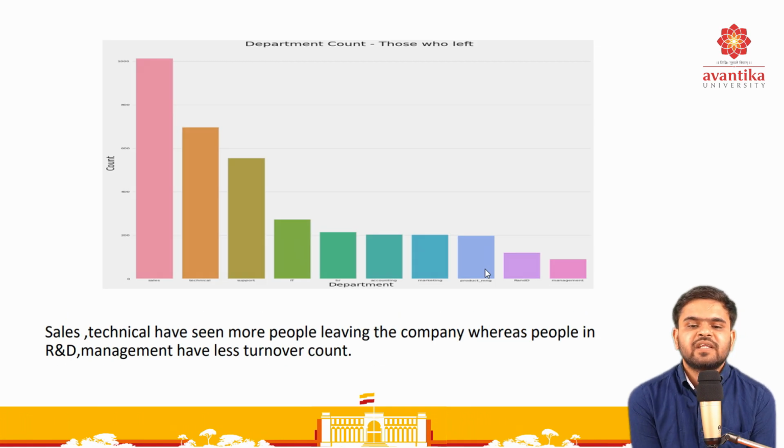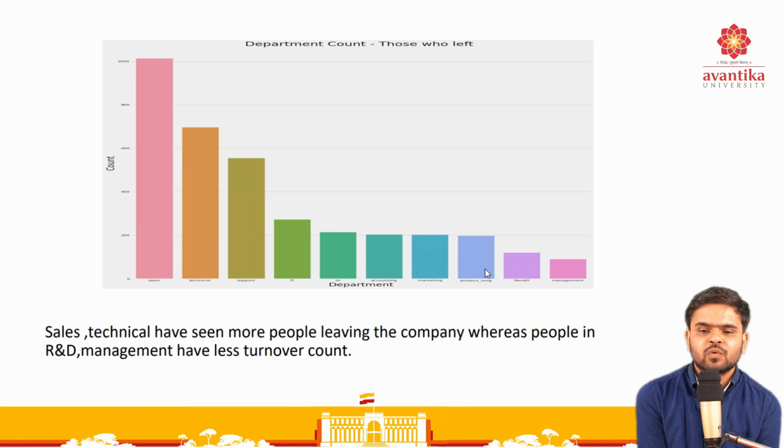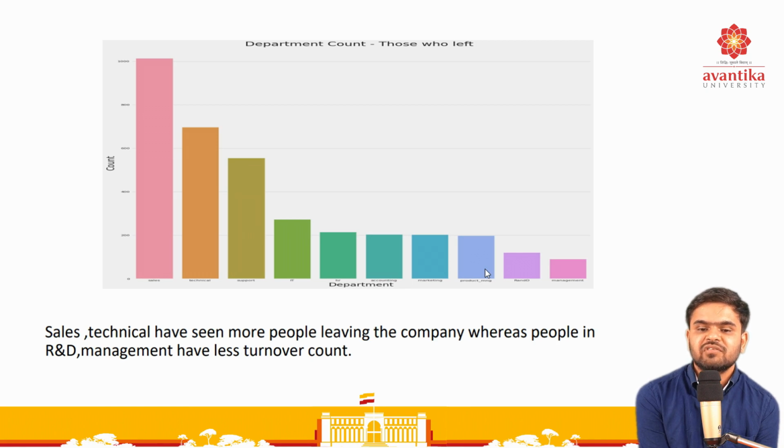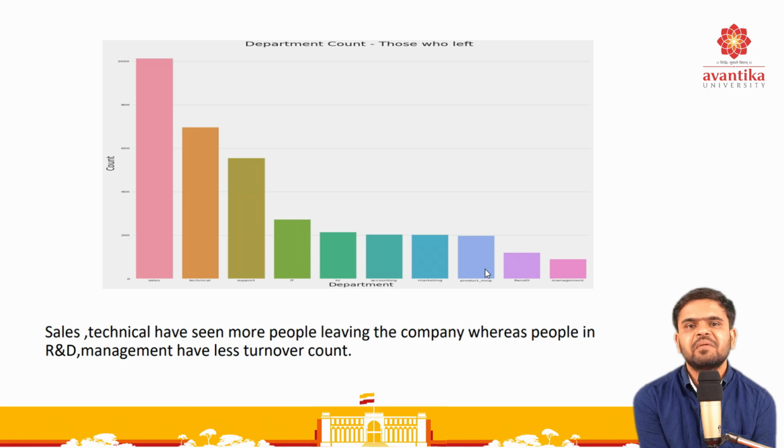So in the next slide, we will be looking at those who have left, department-wise. Sales and technical persons have seen more people leaving the company, so a higher attrition rate, whereas the people in research and development and management have a lower turnover count. What we can infer from this graph is that the people from sales, technical, and support are the ones who tend to leave the company more.